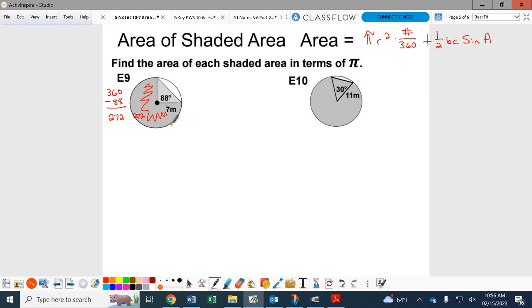Okay, so here's the formula. This is what it looks like. Area equals pi times the radius. Guys, which number out of these is the radius? 7 squared times how many degrees out of 360 for the shaded part? Not the triangle, the shaded part. That's the 272.